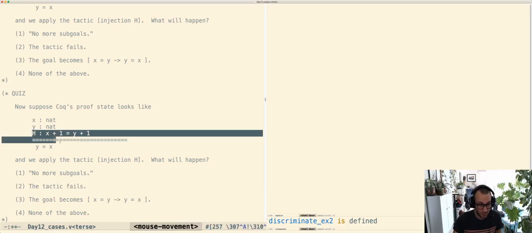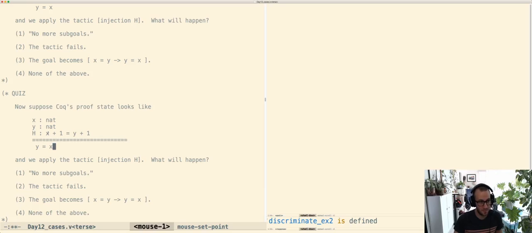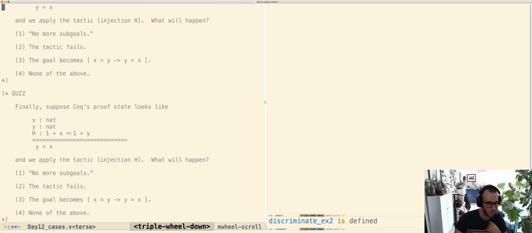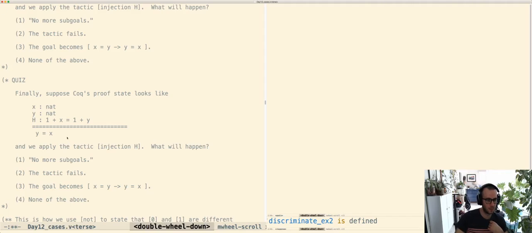Now, this is a lemma we can prove. It is the case that plus is injective in this way. Adding 1 to 2 different numbers gives you the same thing here. But it's actually going to involve some more complex techniques than just injection. Okay, what happens here?